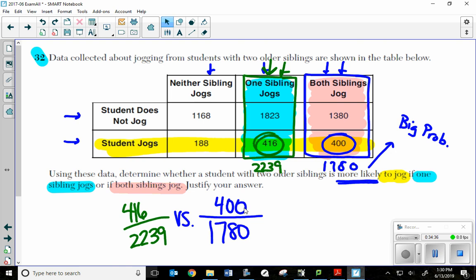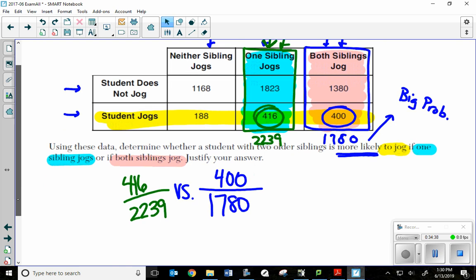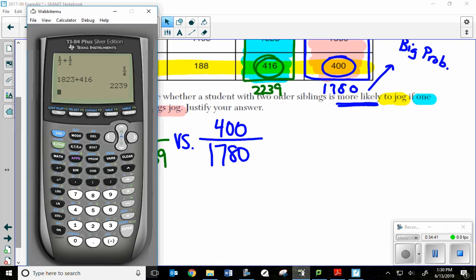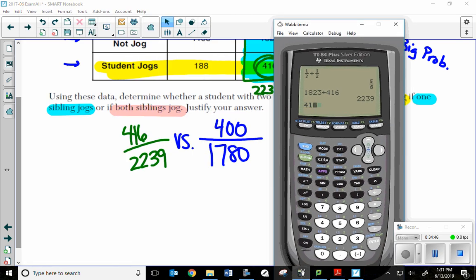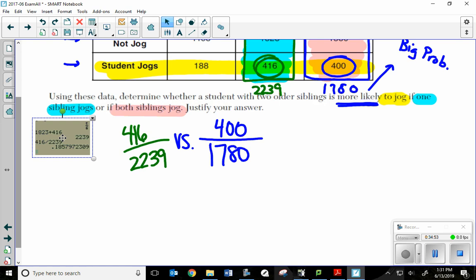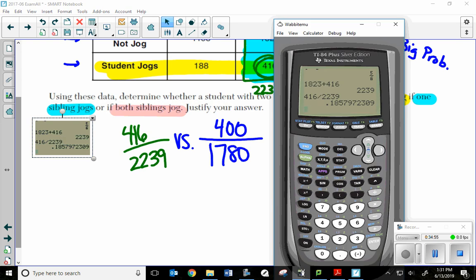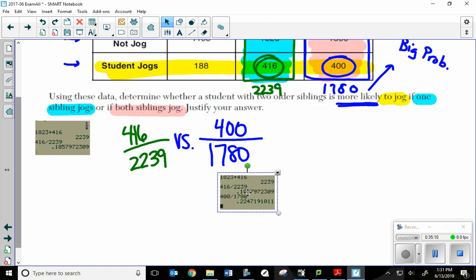Anyways, I put them in the calculator and I check out their decimals. Okay, so I'm going to do my first fraction that I have in green. 416 divided by 2239. That gives me 0.185, all right? Let's do our other fraction in blue. 400 divided by 1780. That is 0.224.